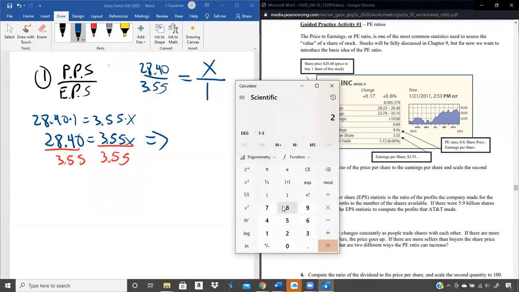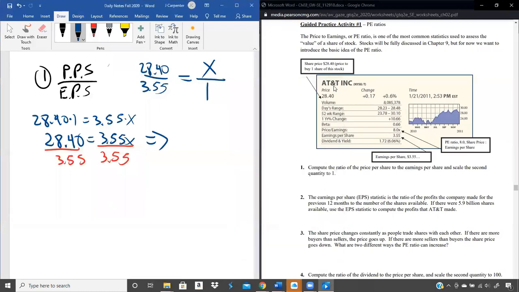So now I know 28.4 divided by 3.55, and we get 8. So 8 is equal to x. What is x? X is the ratio of the price per share to the earnings per share. The price to earnings.